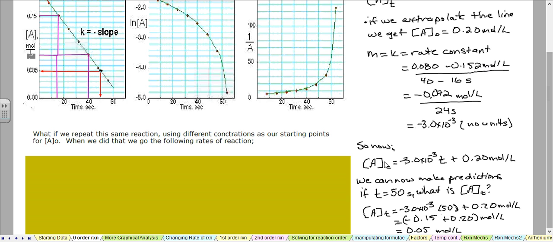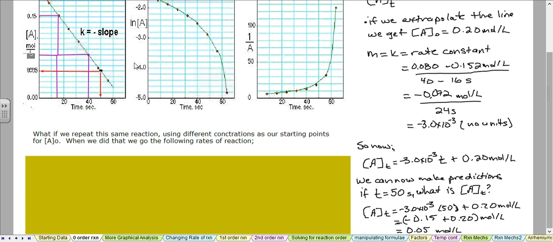So again, pause it, try a couple more predictions, and see if it works on your graph. Now that you've done that, what we're going to do now is try and understand what type of relationship it is when we've got a concentration over time graph that's linear. We need to determine the order of the reaction.